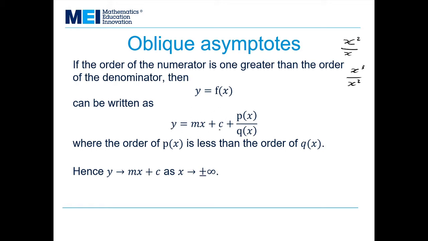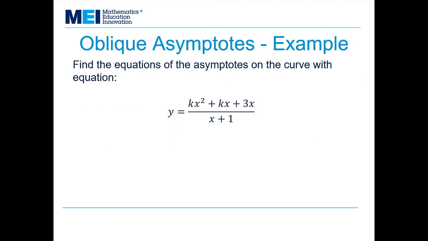Now, if this is the case, I can rewrite my y equals f of x term as y equals mx plus c, a linear term, followed by p of x over q of x, where the order of p of x is less than the order of q of x. And that allows me to deduce that y tends to mx plus c as x tends to plus or minus infinity, because this p of x over q of x term tends to 0. Let's have a look at an example.